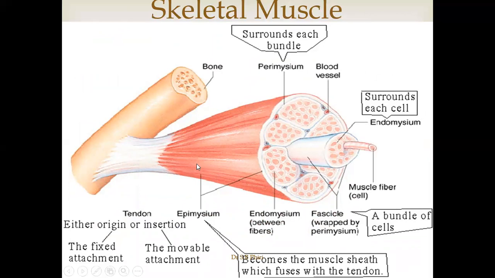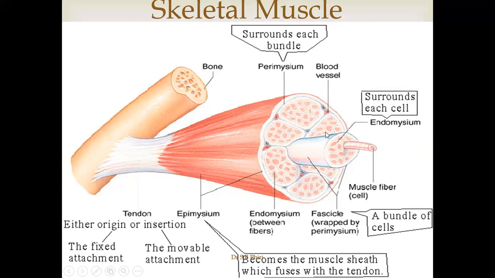The outermost layer of the muscles is covered by a connective tissue, which is referred to as epimysium. So epimysium becomes the muscle sheath which fuses with the tendon. The epimysium is continuous with the tendon that will attach to the bone. Then inside the epimysium, you have the fascicles. The fascicles are also covered in another connective tissue, called the perimysium. So a fascicle is wrapped by the perimysium.